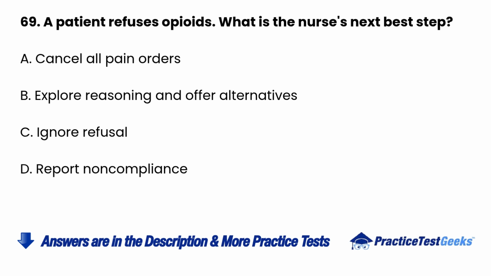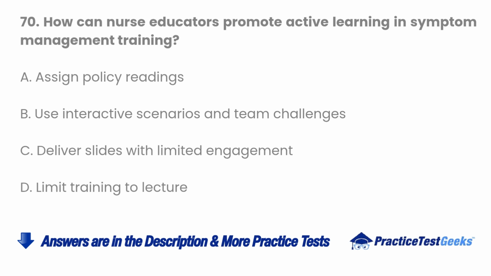69. A patient refuses opioids. What is the nurse's next best step? A. Cancel all pain orders. B. Explore reasoning and offer alternatives. C. Ignore refusal. D. Report noncompliance.